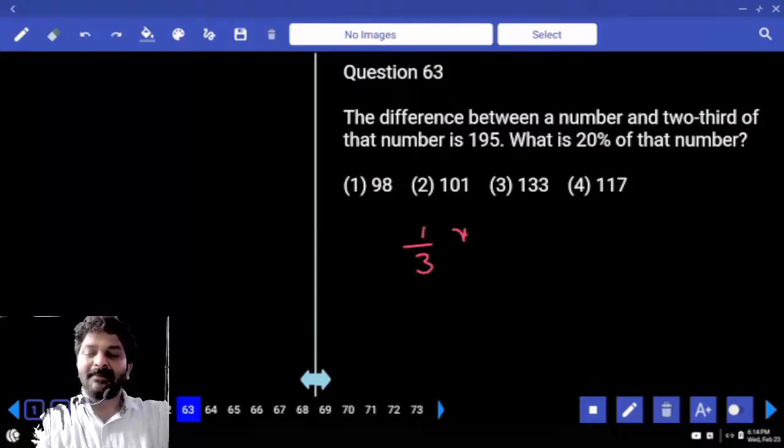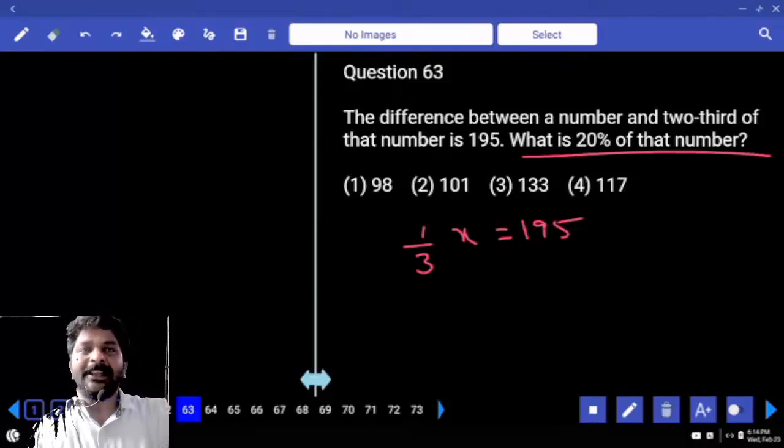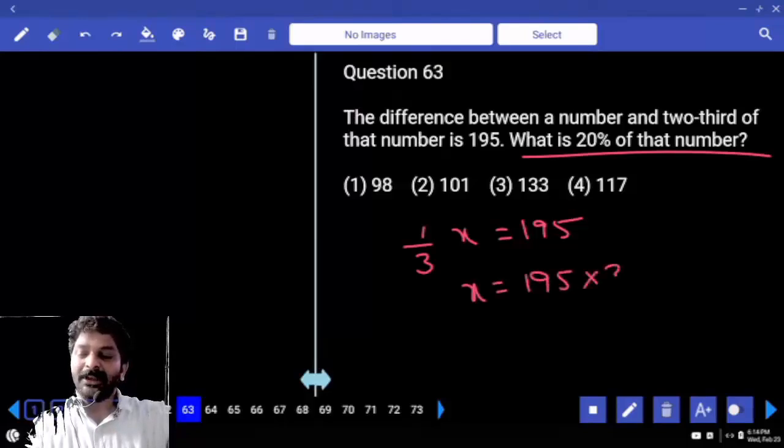If 1/3 of the number is equal to 195, what is 20% of the number? That means, can I take 20% in terms of a fraction? What fraction it is? 1/5. So from the first statement, x is equal to 195 into 3 only. But we want to calculate 20%, that is 1/5 only. So denominator 5 comes here.